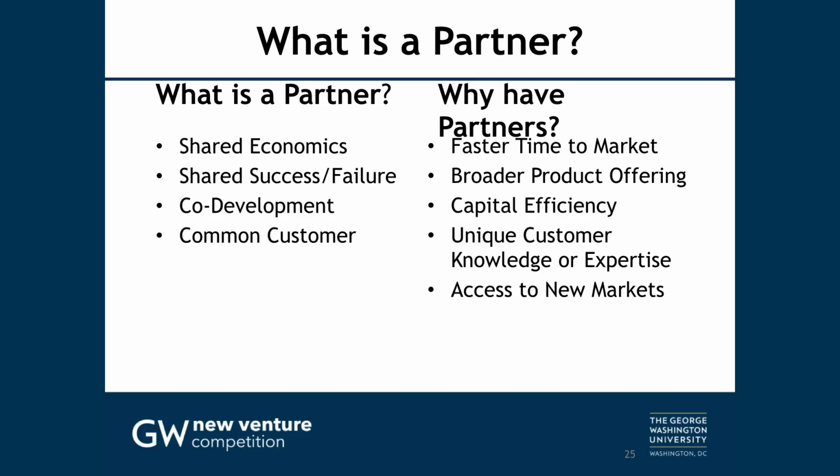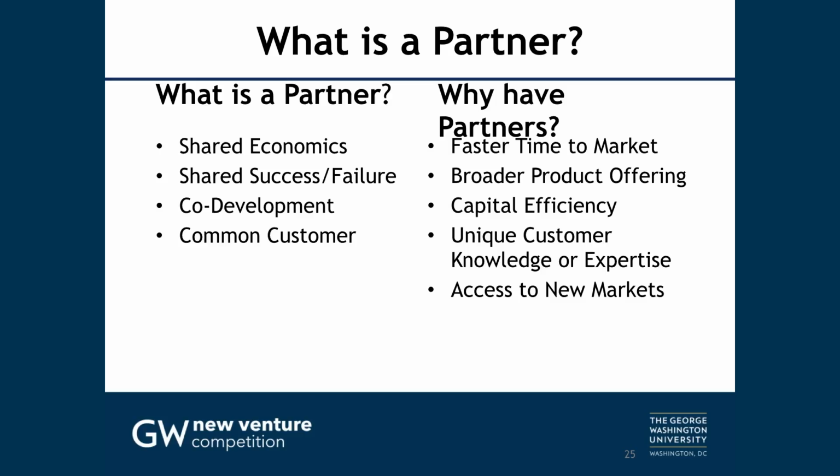So let's go over what is a partner. On the left side of this slide, you'll see that a partner is somebody or an organization that has shared economics. Now, what we mean by that is that you and they share economics, that when they're successful, when you make money, they make money. If you lose money, they lose money. So there's shared economics. It's related to shared success and failure. It's not necessarily related just to revenue, but it can be related to things like reputation.